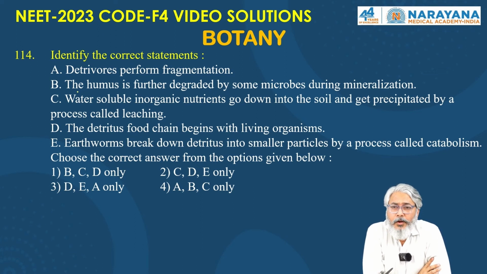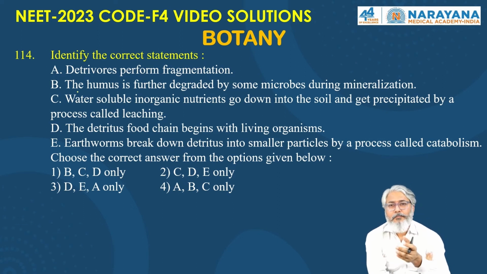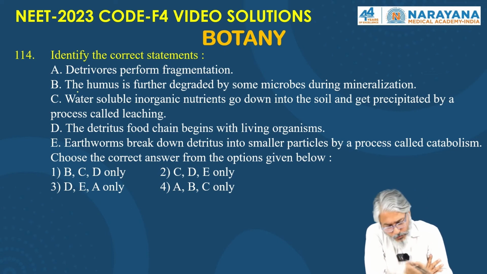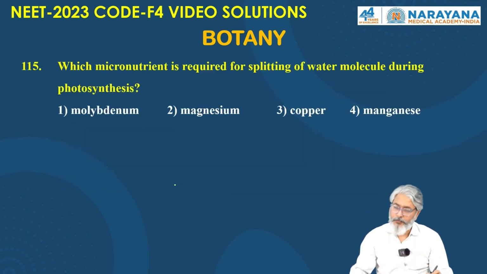Then, earthworms break down detritus into smaller particles by a process called catabolism. No, the process is called fragmentation. So this is like statement 1, but here they have given catabolism. Catabolism is a type of metabolism, and what is the site of metabolism? Cells inside organisms. So this is incorrect here. So A, B, C are correct, D and E incorrect. So we will go with option number 4.